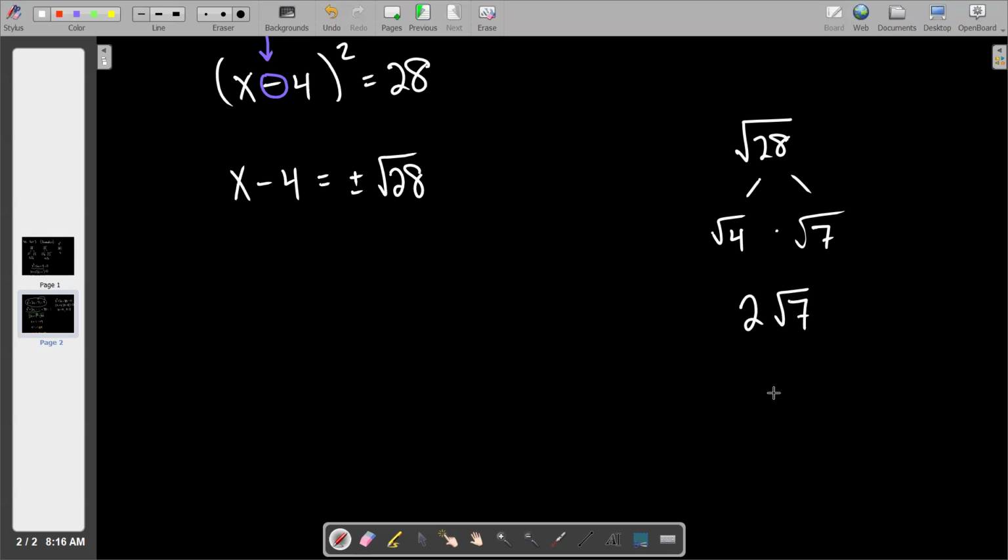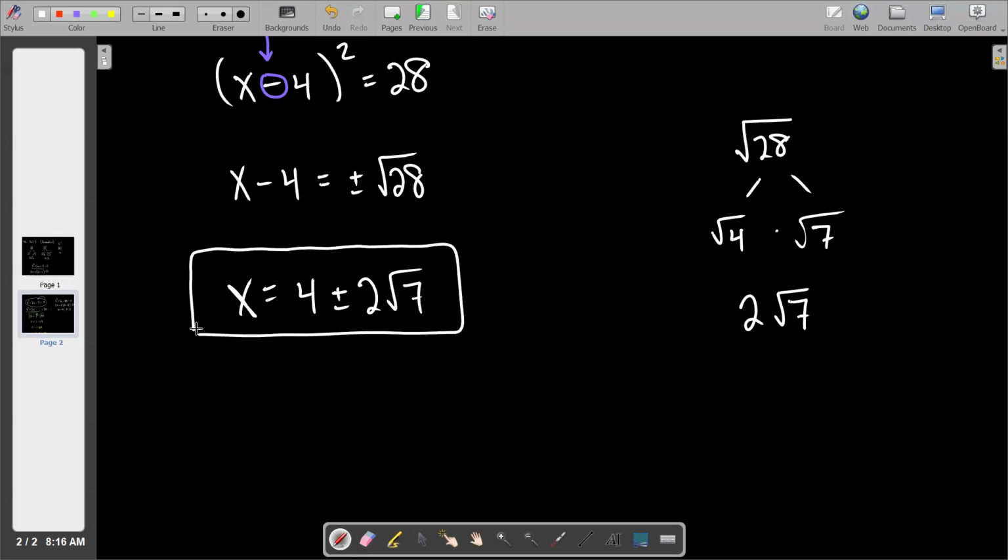Okay, so I'm going to do a couple things at once here. Number one, I'm going to move the 4 to the other side and put 4, positive 4, of course, plus or minus. And then I'm going to change root 28 into 2 root 7. And I'm going to put a box around this, and I am done.